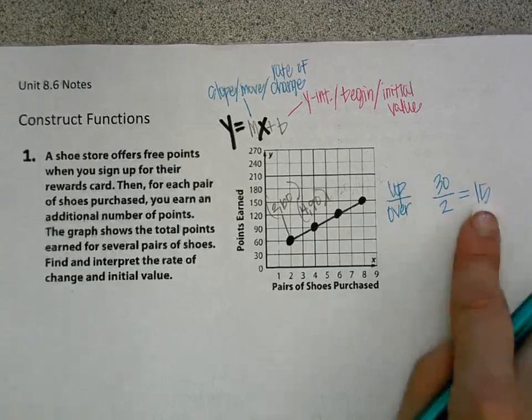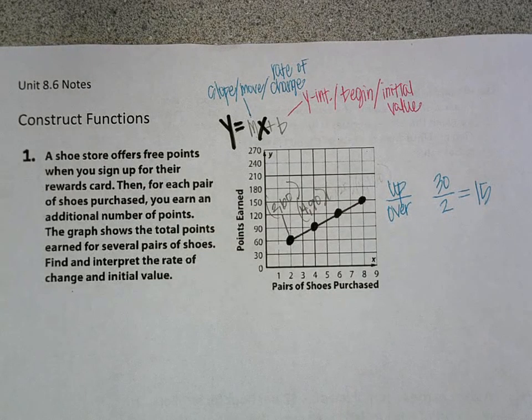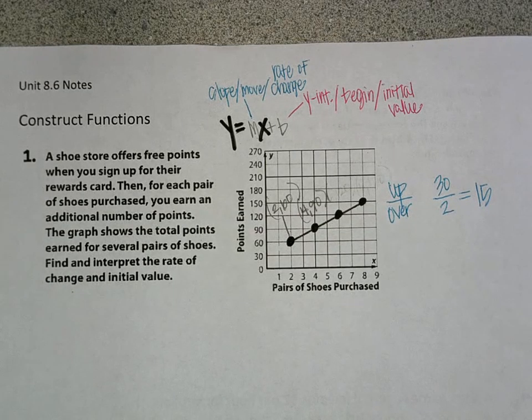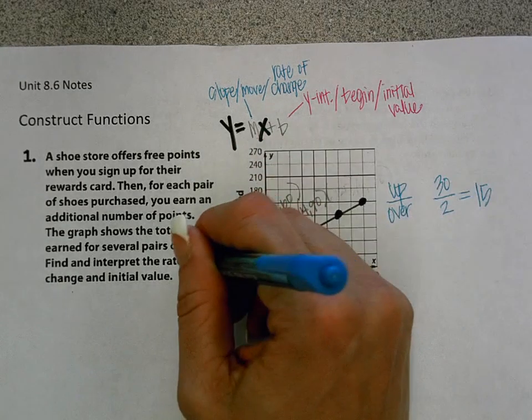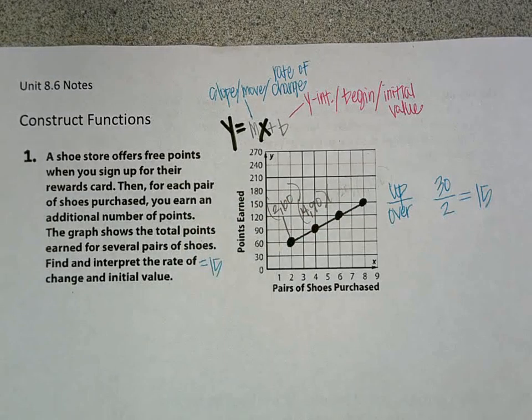So 15 over 1 is your what in this equation? Is it the rate of change or the initial value? Slope, which is rate of change. So rate of change is equal to 15. That's one of your answers.